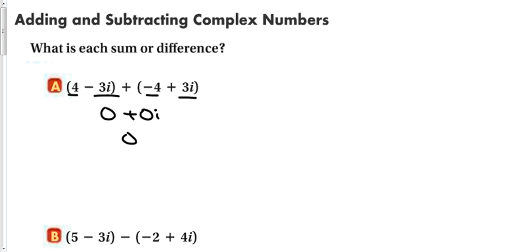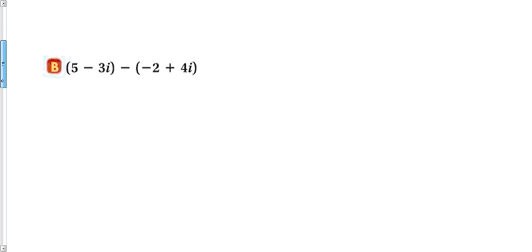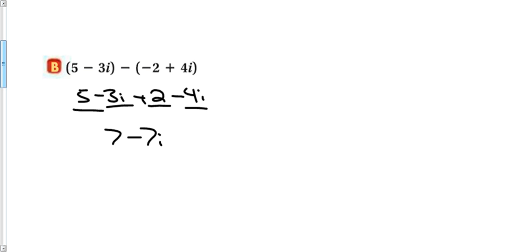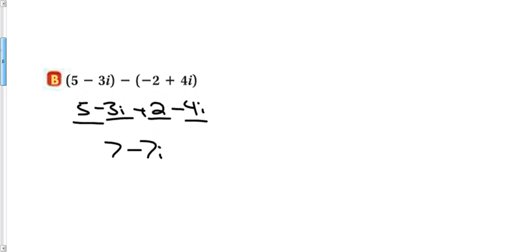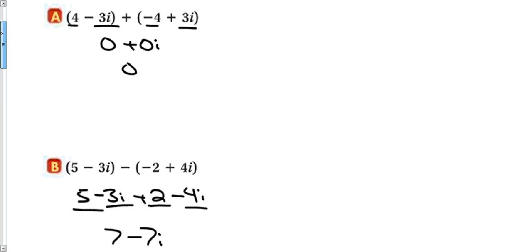And it means that they are additive inverses of each other. Okay. For part B, don't forget that when we subtract, let's do this, 5 minus 3i, when we subtract parentheses, you must distribute the negative. So that turns into plus 2 minus 4i. Putting the real parts together, 7. Put the imaginary parts together, minus 7i. Okay? So there's no real difference here. All we're going to be doing is adding real parts and adding imaginary parts and combining them with their like terms. Okay?